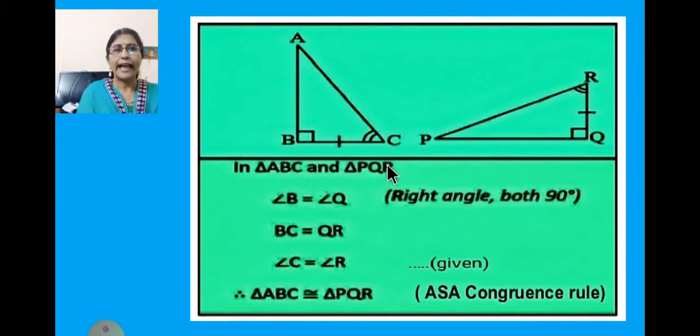And then angle C is given. Here you can see there are two lines. So angle C is equal to angle R. It is given. Therefore, triangle ABC is congruent to triangle PQR. By which rule? You can see here angle, side, angle. So ASA congruence rule.